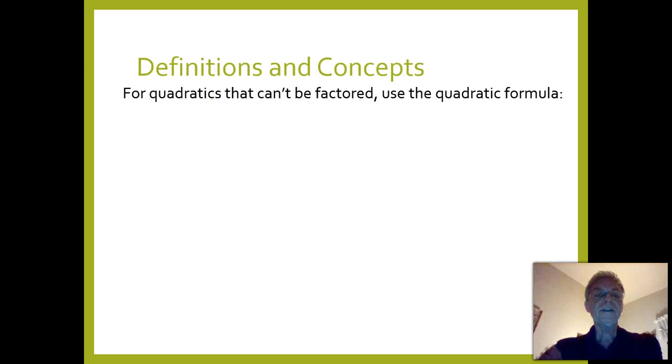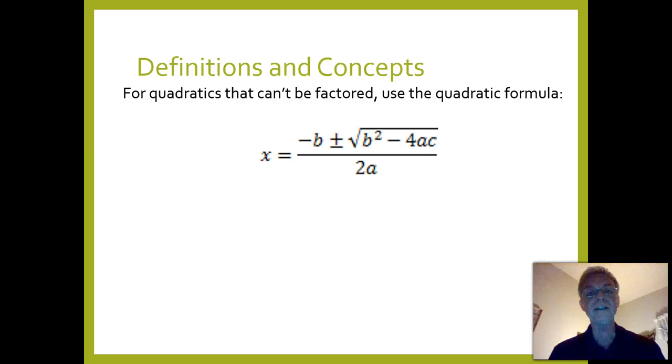Okay? All right. Sometimes you can't factor a quadratic. So if you can't factor it, you will use the quadratic formula because that will solve all quadratics, even the imaginary ones. I know you haven't gotten into those yet, but I just want you to know that there is such a thing. Okay? So the quadratic formula says x is equal to negative b plus or minus the square root of b squared minus 4ac, divided by 2a.